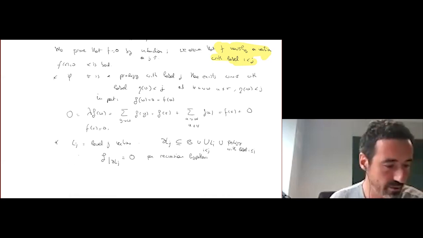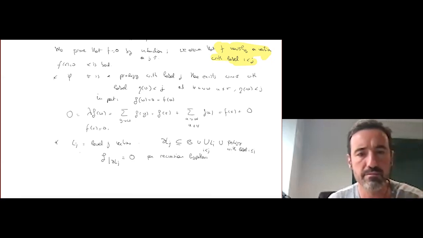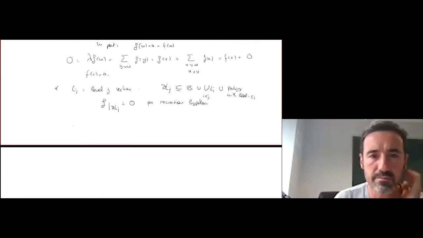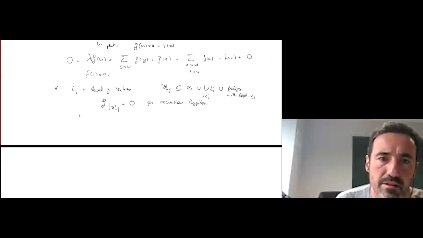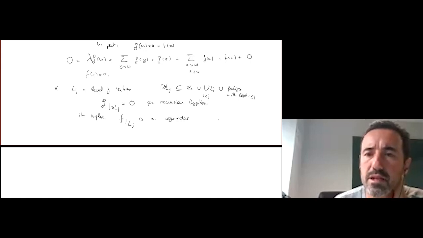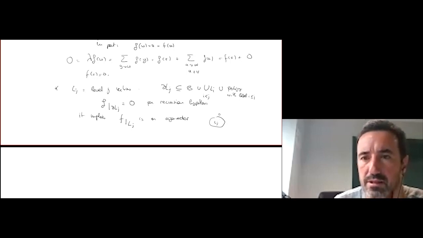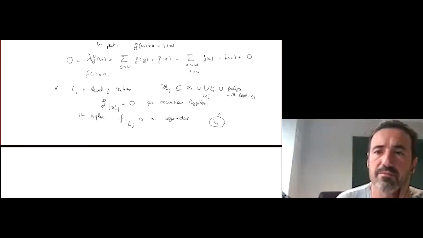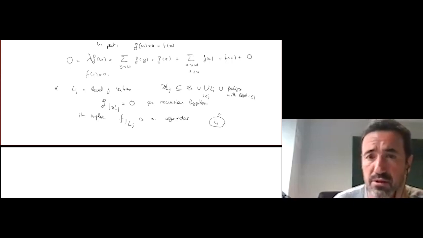Okay, so since f solves the eigenvector equation, it implies that f restricted to Lj is an eigenvector. Because you have Lj, and since you are 0 on its boundary and you solve the eigenvalue equation, you will solve exactly the eigenvector equation inside Lj, since your vector is null on the boundary.